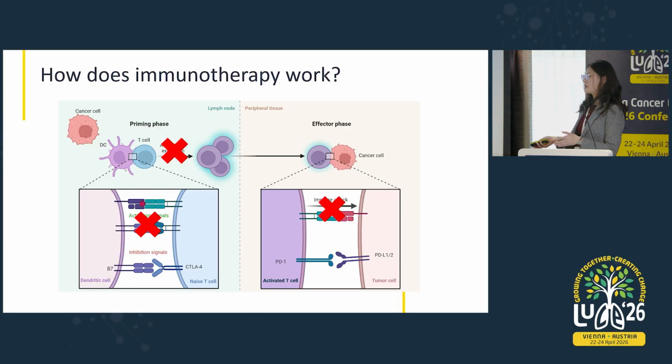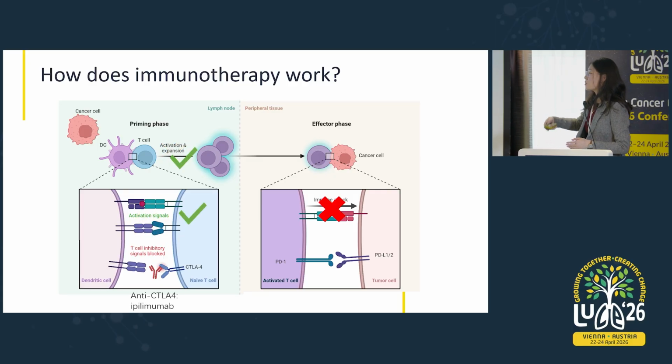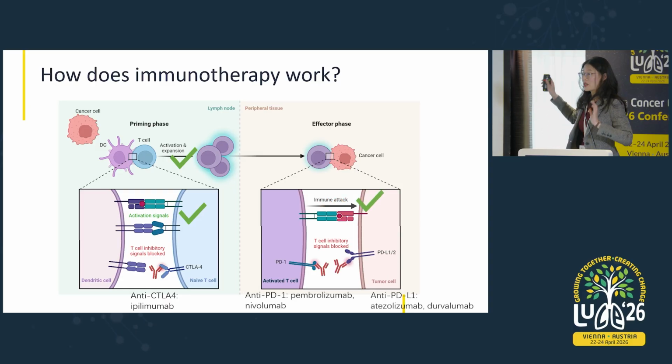So what immunotherapy does is stop the stop signals. If you stop that inhibition from happening, you restore the activation of the T cell. And if you stop that don't-kill-me signal from happening, then the immune cell is able to kill the cancer cell again. So this is how the different immunotherapies work.